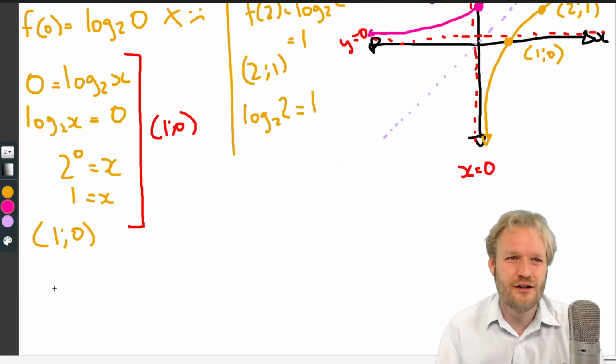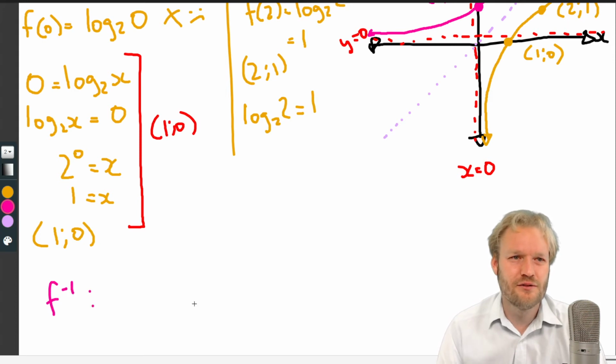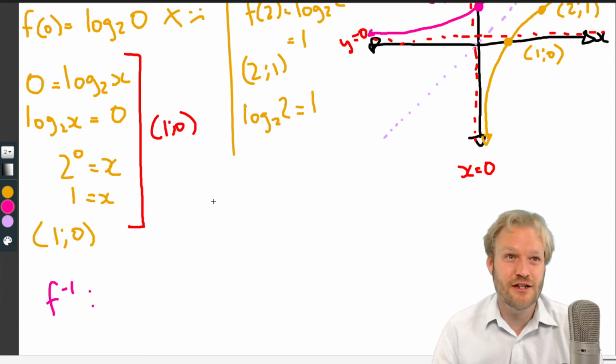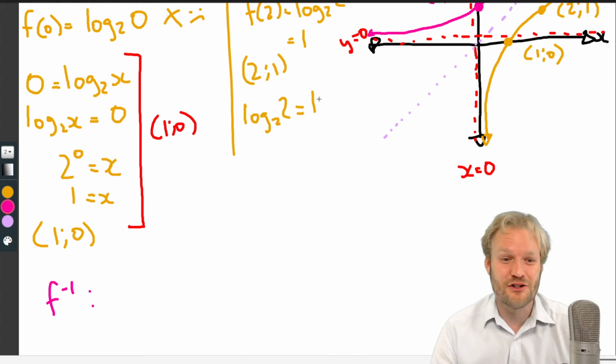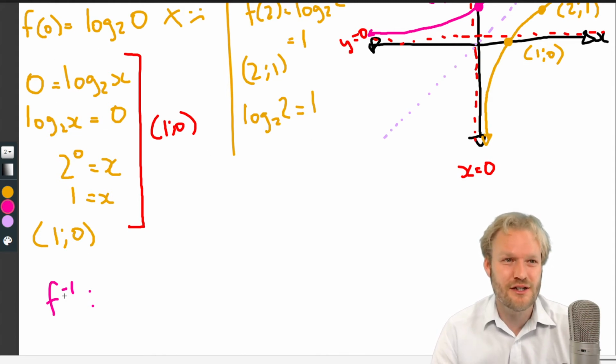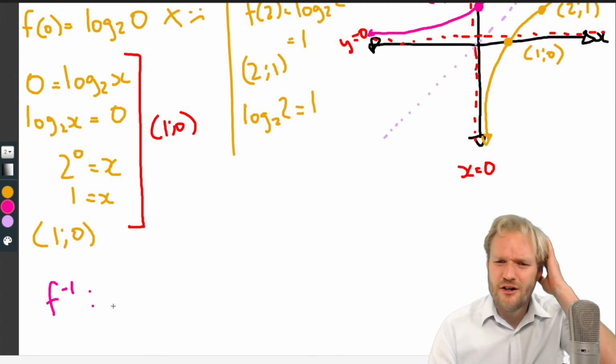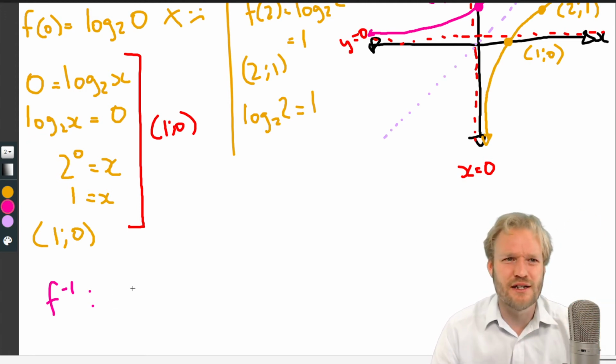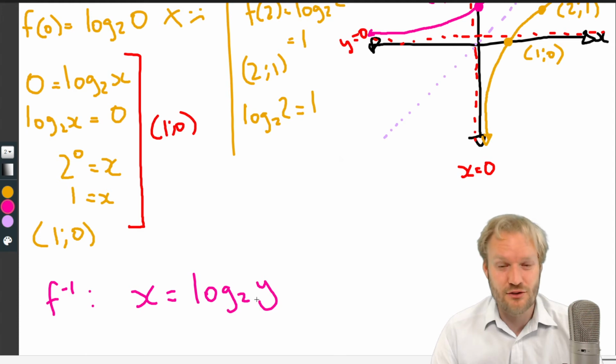So for our inverse, and with all these scribbles, notice that there's lots going on on the page, but hopefully this goes together and we summed it up, 1, 0. So inverse we're trying to work out. Remember, what's x is y, what's y is x. So y equals log base 2 of x. But now x equals log base 2 of y.